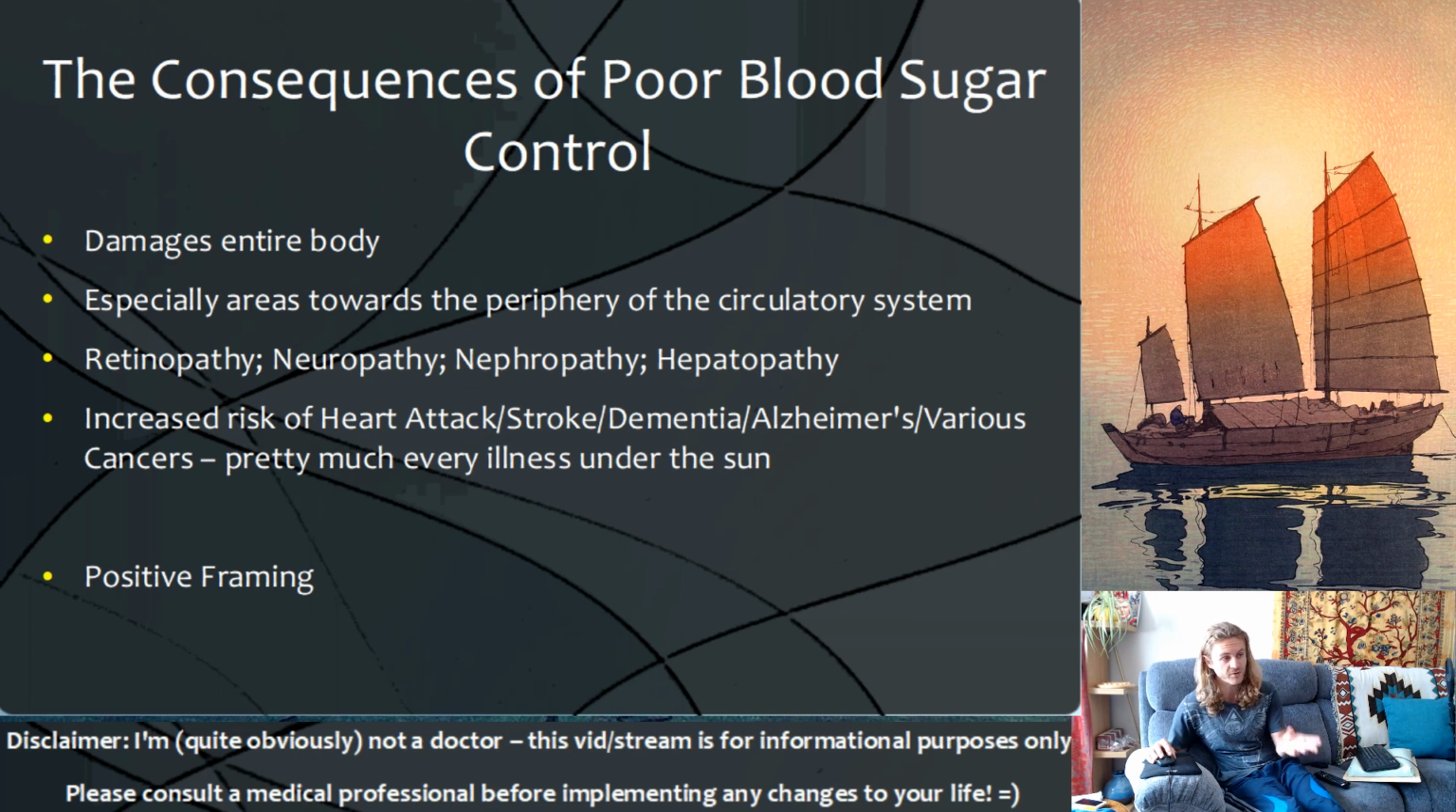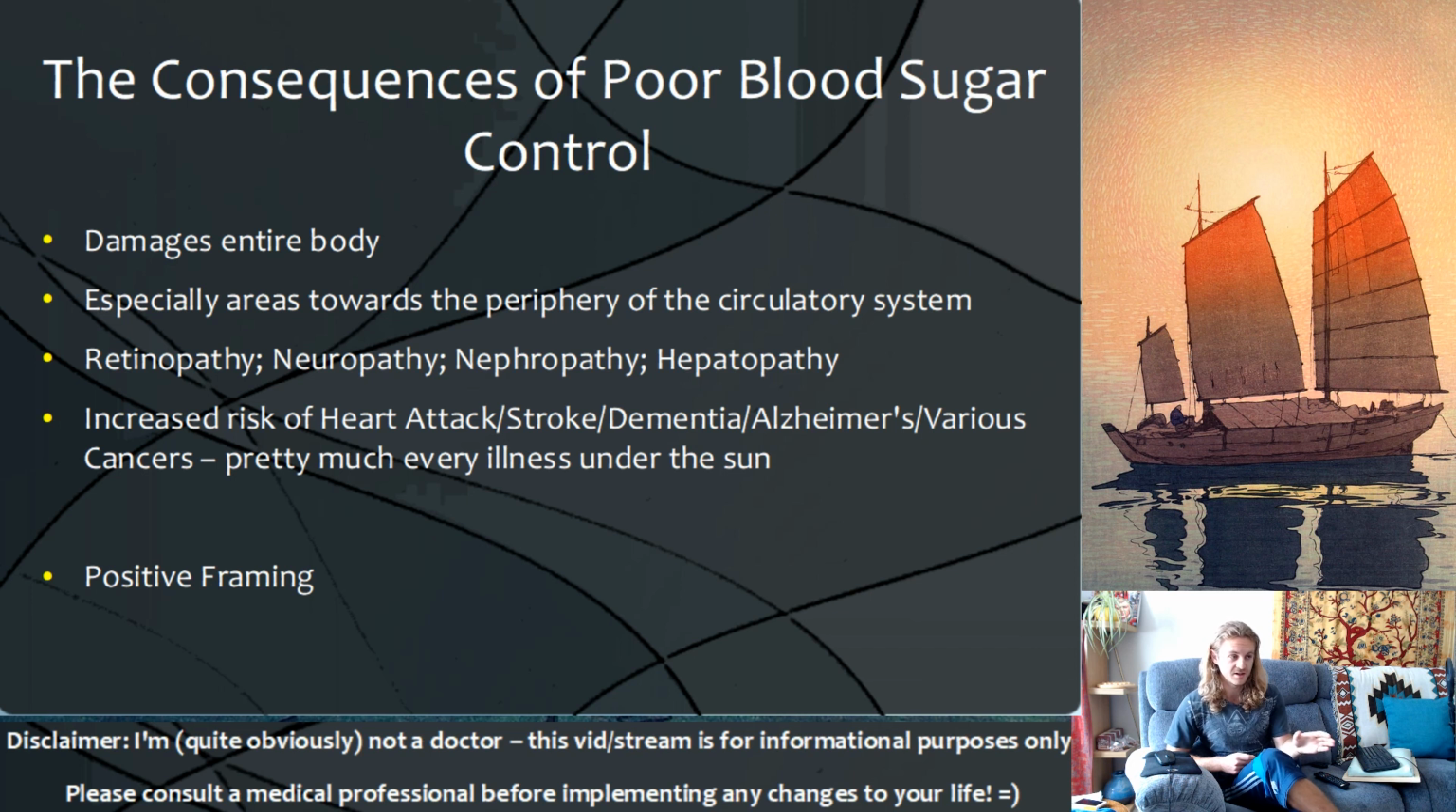Retinopathy, neuropathy, nephropathy, and hepatopathy are the official names. Retinopathy is damage to the eyes, neuropathy damage to the nerves, nephropathy damage to the kidneys, and hepatopathy damage to the liver. And we basically have increased risk of pretty much every illness under the sun, unfortunately. So heart attacks, strokes, dementia, Alzheimer's, various cancers.